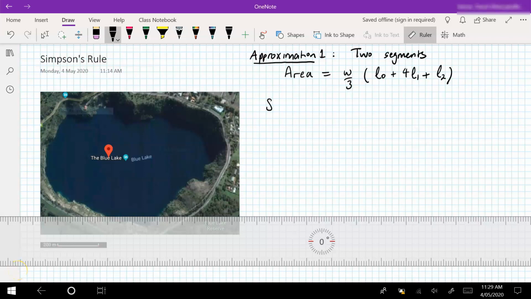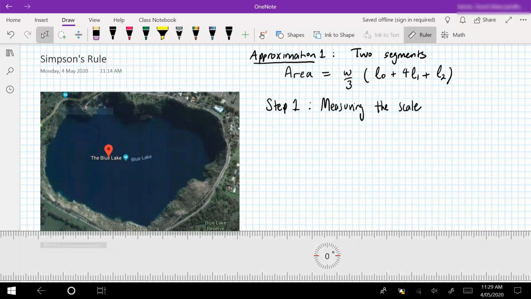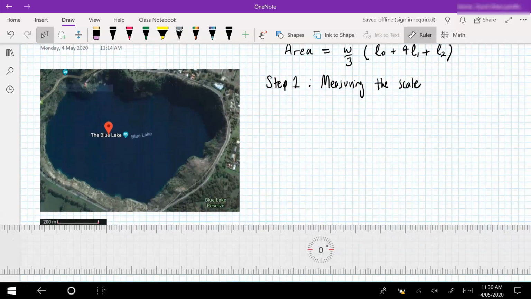In this video, we're going to use Simpson's rule to approximate the area, or the surface area, of the Blue Lake, which is a lake in Mt Gambier, South Australia. We're going to begin by looking at an approximation which uses two segments, or basically divides the lake into two segments. First thing we need to do is work with the scale.